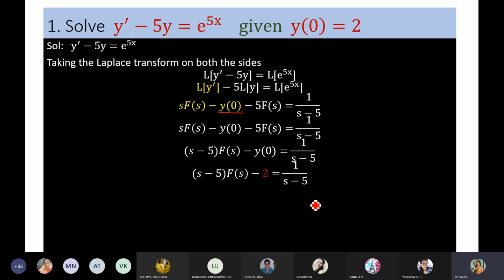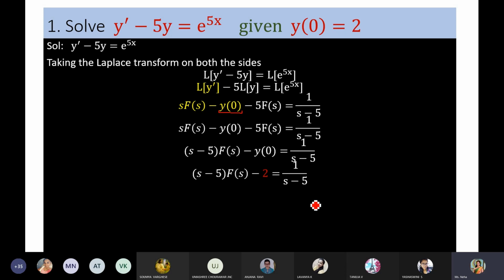So the first step is you will apply the Laplace transform on both sides. Second step, you will apply the formula for L of y dash, or if you have L of y double dash, apply that formula. For L of y, you will write F of s, and for L of any other function, you will write the Laplace transformation formula.